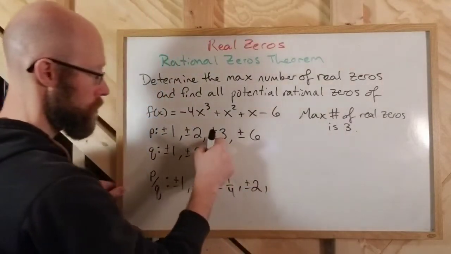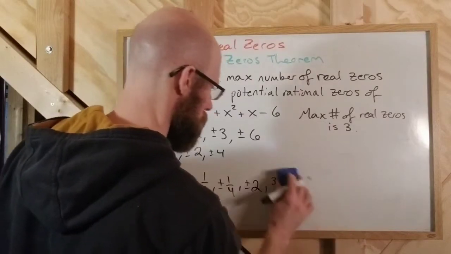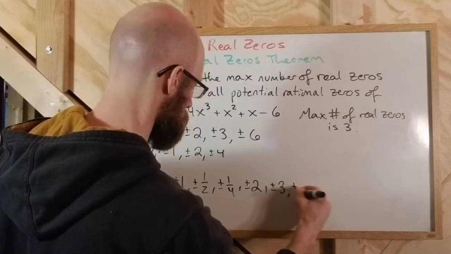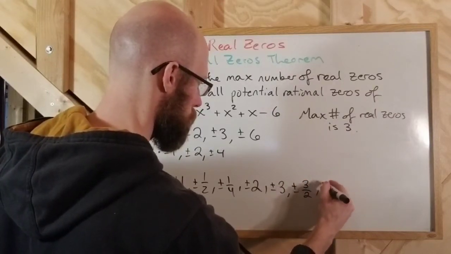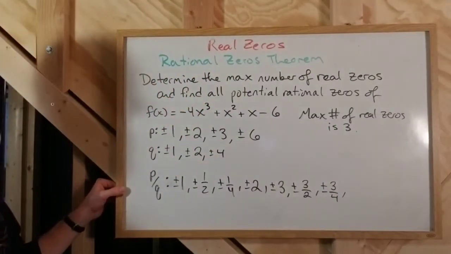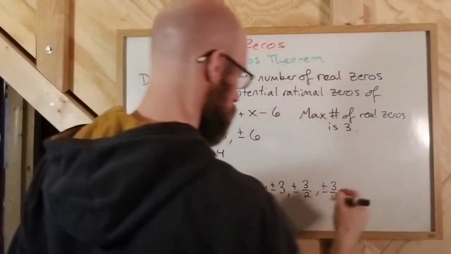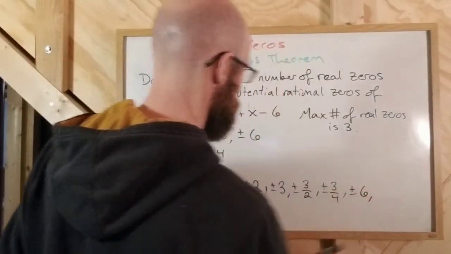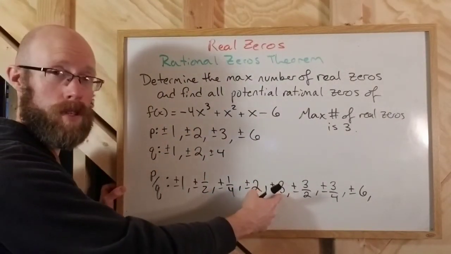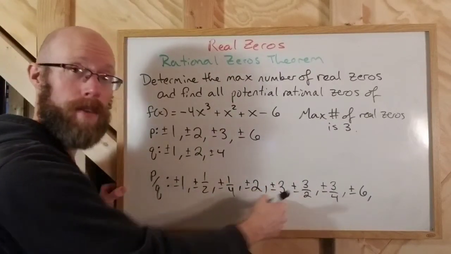All right, so now we'll jump over to 3. We got 3 over 1, 3 over 2, 3 over 4. So 3 over 1 is just 3. So plus minus 3, plus minus 3 over 2, plus minus 3 over 4. And then I jump over to the 6. I get 6 over 1, 6 over 2, 6 over 4. Well, 6 over 1 is 6. Now 6 over 2 reduces down to 3, which I already have, so I'll skip that. And 6 over 4 reduces to 3/2, which I also already have, so I'll skip that.